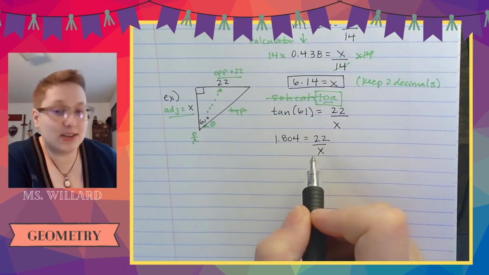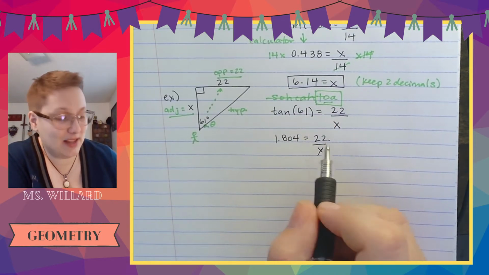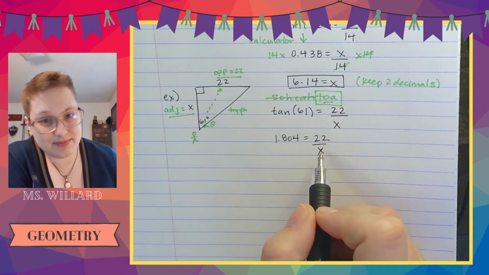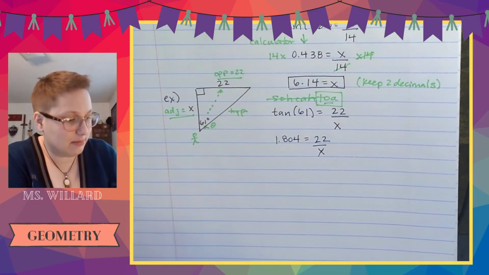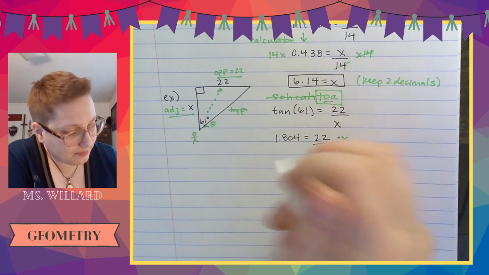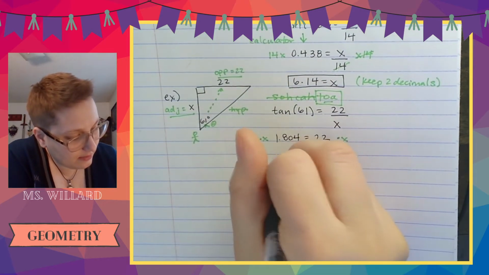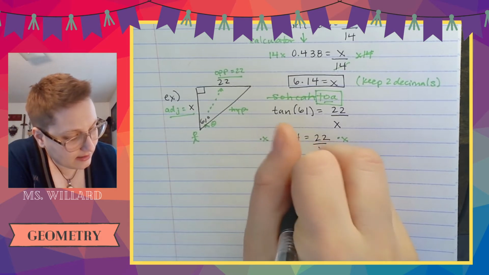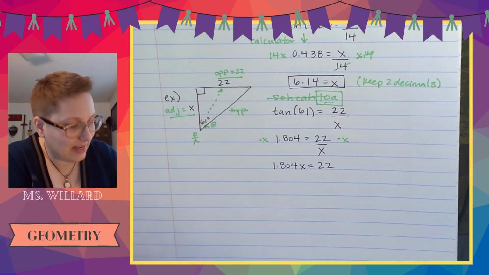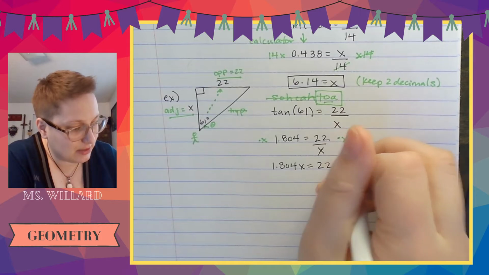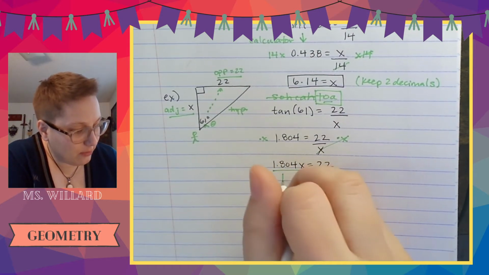Okay, so here's the fun part with this one. X is on the bottom. So here's what I have to do. I have to multiply by x on both sides. So I get 1.804x equals 22, because that cancels, right? Cancel out the bottom top. And then I divide by 1.804.